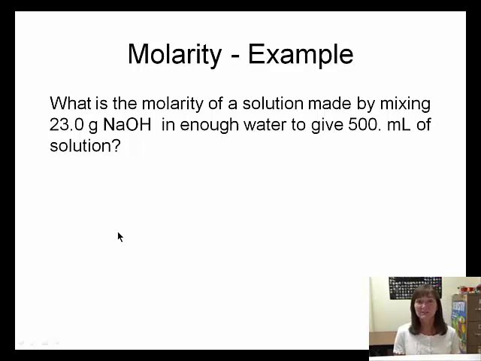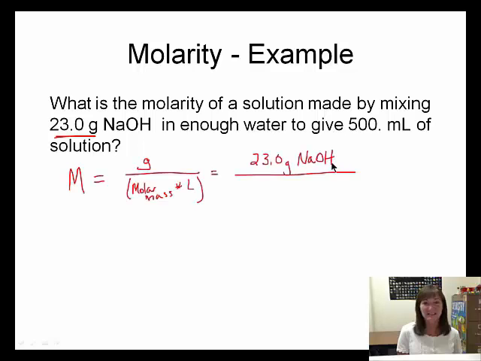So first of all, my first question to you is go back to the previous slide and pick which formula you're going to use. Since they're giving us grams of solute, I recommend using the formula where molarity is the grams of the solute divided by the molar mass times liters of the solution. So when we plug everything in, we have 23 grams of the solute, which is sodium hydroxide. You go to the periodic table, and sodium's about 23, oxygen's 16, hydrogen's about 1, so approximately 40 grams is the molar mass of sodium hydroxide.